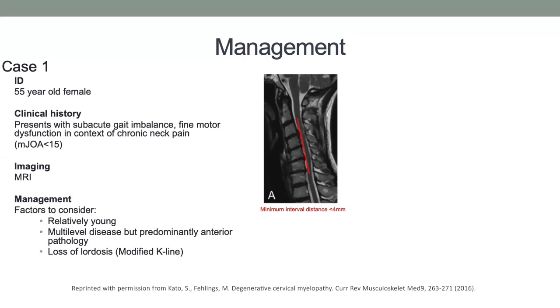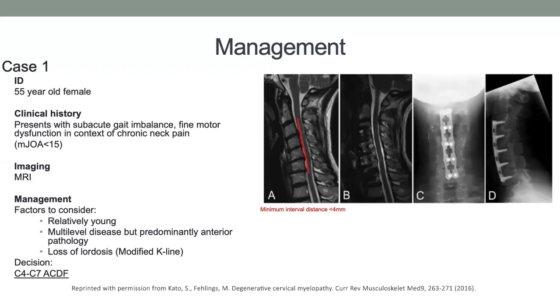And in this case, it is likely that a posterior approach would not adequately decompress the spinal cord, given the amount of kyphosis. Therefore, in this patient, the decision was made for a C4 to C7 anterior cervical discectomy and fusion, and the postoperative MRI shows there's been a correction of the kyphosis, and the spinal cord is adequately decompressed anteriorly, and the pathology has been addressed directly.